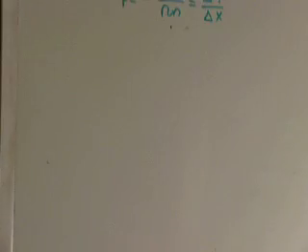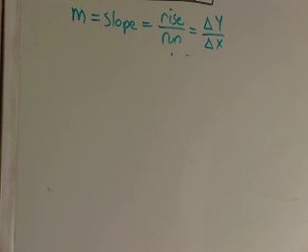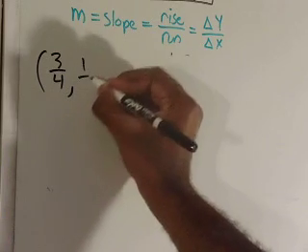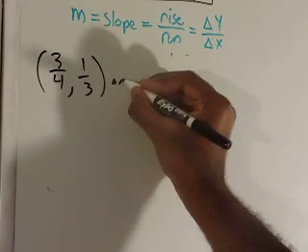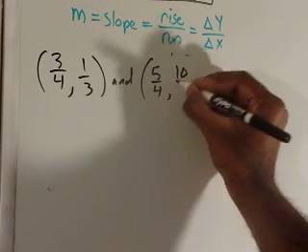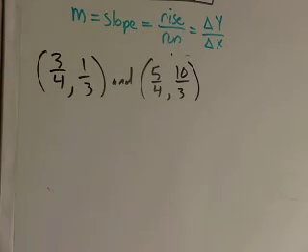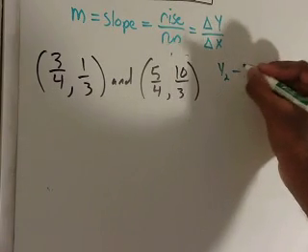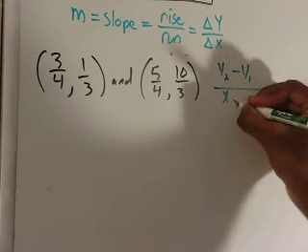We still know the slope formula. First, let's put up the 2 fractions: 3/4 and 1/3, and then 5/4 and 10/3. They give us these 2 points. And the formula for that, once again, is the same: y2 minus y1 over x2 minus x1.